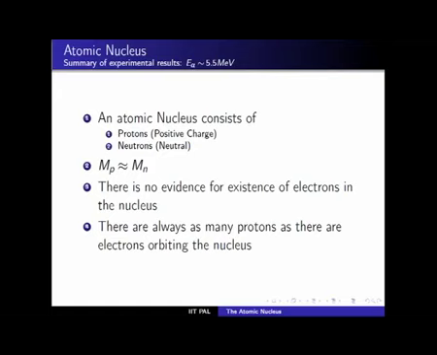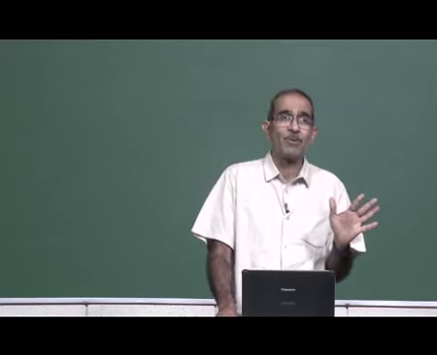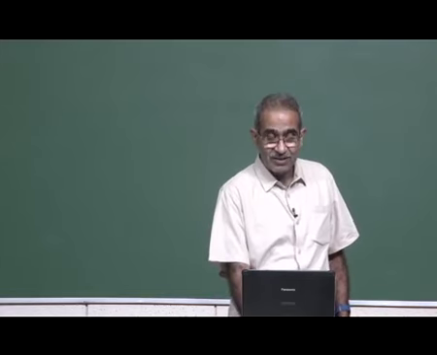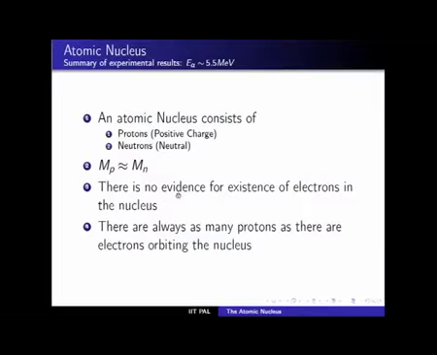Now, there is no evidence for the existence of electrons in the nucleus. This is very, very important. You have to remember this, because later when we discuss radioactive decay, for example, a neutron is not a stable particle. It decays into a proton, an electron and an antineutrino. You should not think that my neutron contains an electron. That is not true. So, coming back to the slide, there is no evidence for the existence of electrons in the nucleus, and of course, there are always as many protons as there are electrons orbiting the nucleus. This is a qualitative summary of whatever we have done.